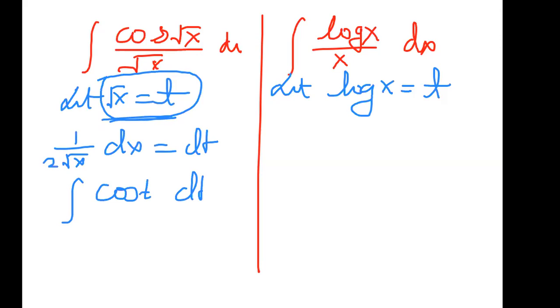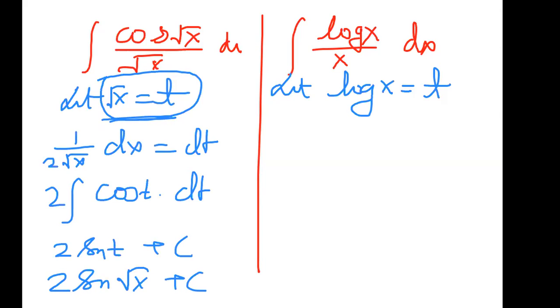2 is coming, that I'm writing outside. Now cos t integral will be sine t plus c. The value of t we need to put, 2 sine root x plus c. So this is the way to solve these questions.